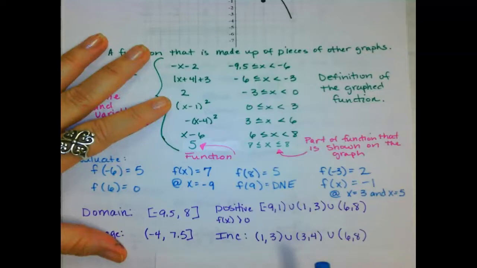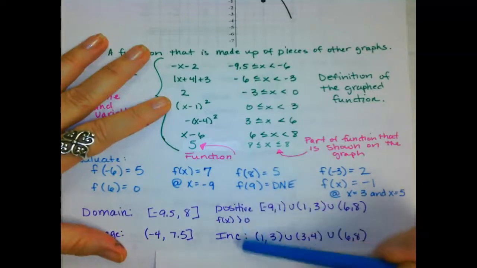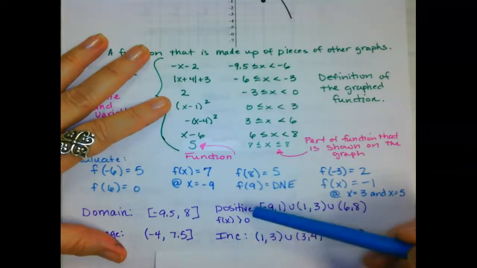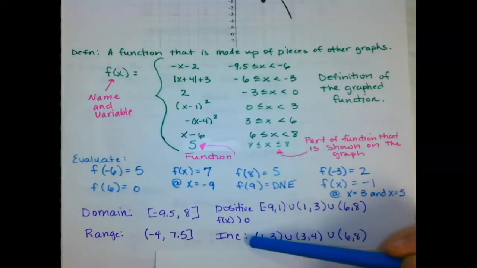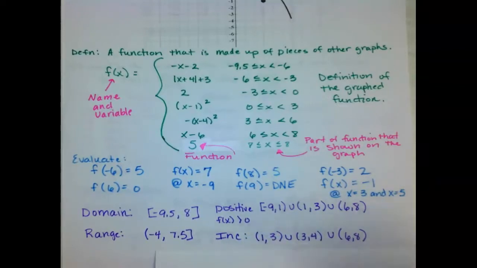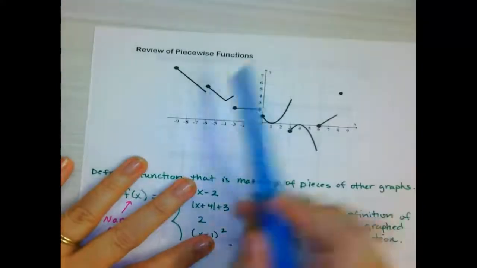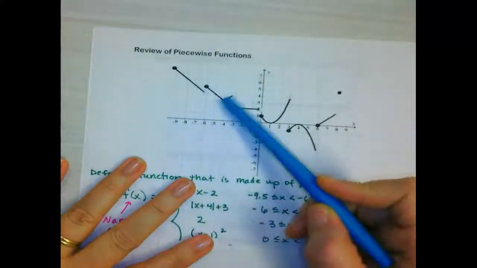The last one I want to point out is increasing, and don't confuse positive with increasing or negative with decreasing. Positive is physically above the x-axis. Increasing is when I'm reading the graph from left to right, the y-values are getting bigger. Okay? So when I look at this, I can see they're getting smaller, smaller, but they're getting bigger right here.